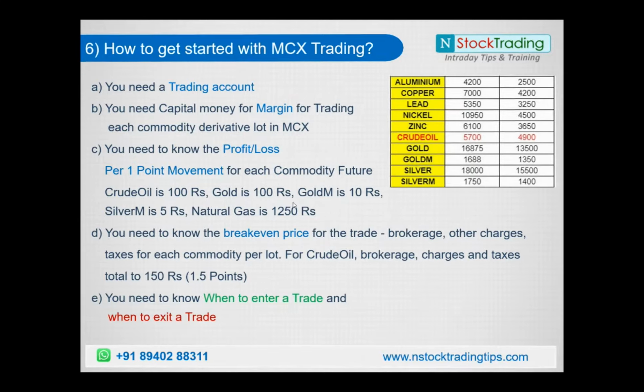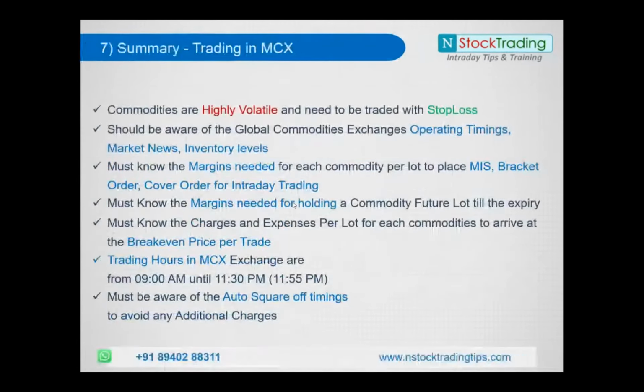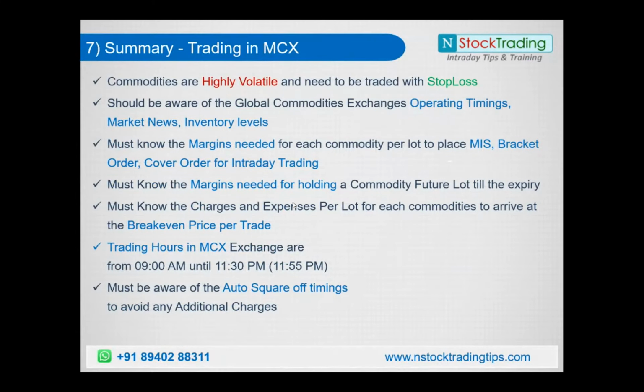Okay. Now, we have been talking about MCX, commodities, and all these things. Now, I just want to summarize these important points so that you are aware and clear. Number one, commodities are highly volatile. Always they should be traded with stop loss. If you are trading without stop loss, it's a total uncontrolled environment, and there is a huge potential of losing a huge portion of your capital. Please always trade with stop loss.